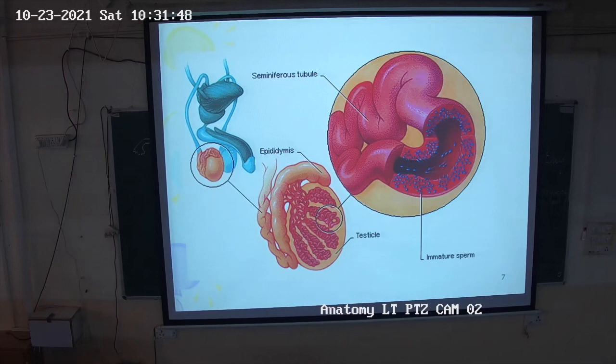In spermatogenesis, the cells formed at each stage move towards the lumen. First, at the periphery there will be spermatogonia, then primary spermatocytes, secondary spermatocytes, then spermatids, and in the center sperms or spermatozoa will be present. Then in between these spermatogenic cells, supporting cells which are known as Sertoli cells are present.